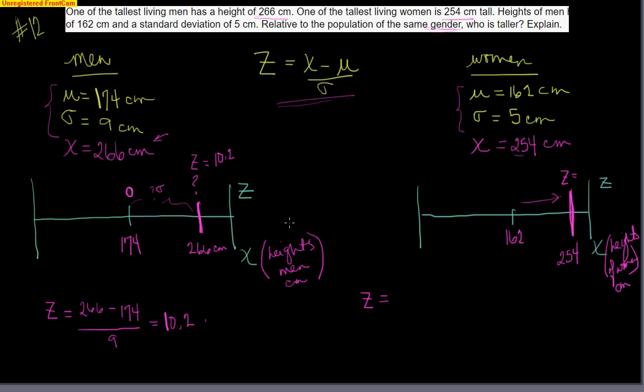Z is going to equal the x value, which is 254, minus the 162 mean, divided by a standard deviation of 5. And if you do this on the calculator, it's going to turn out to be 18.2. She's 18 standard deviations above the mean. All right, so relative to their population, the woman is actually taller.